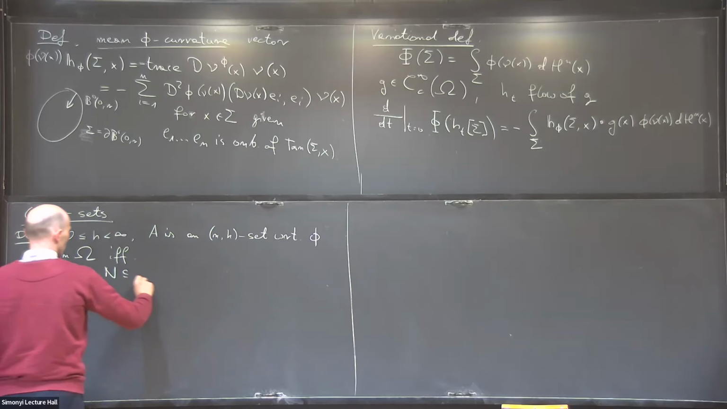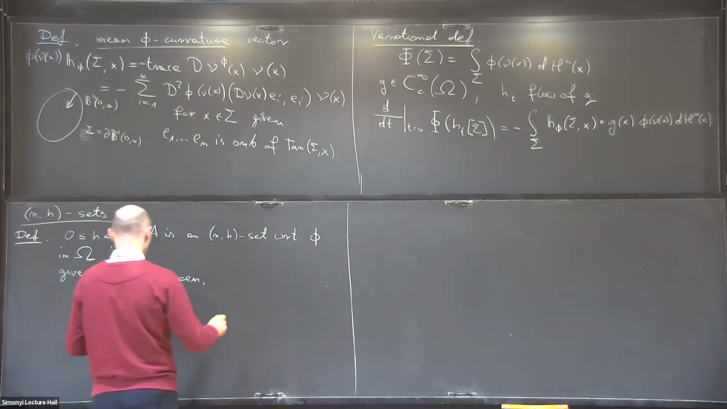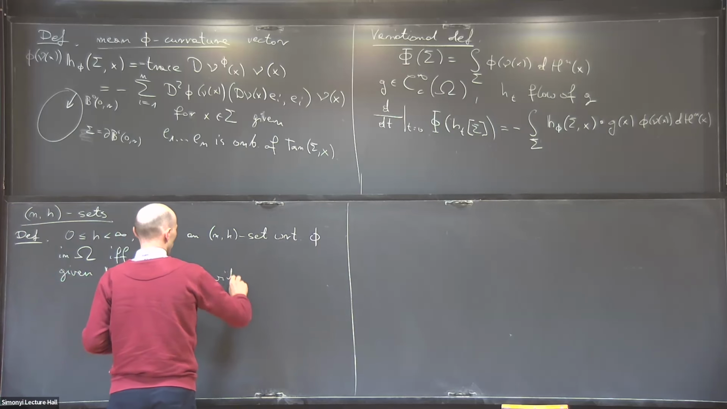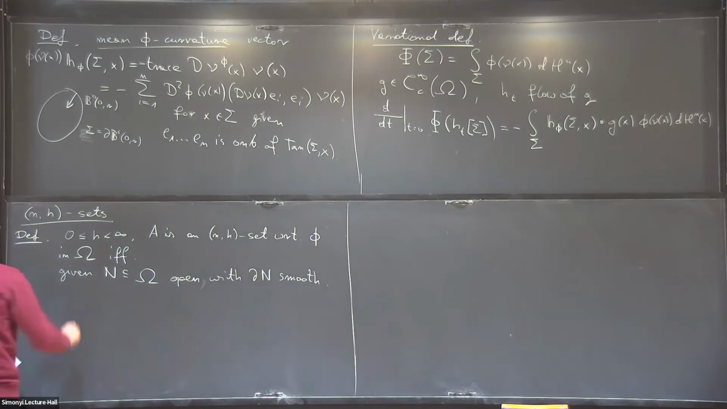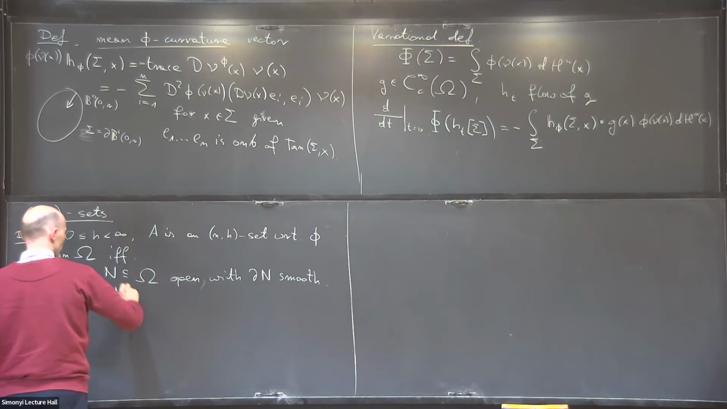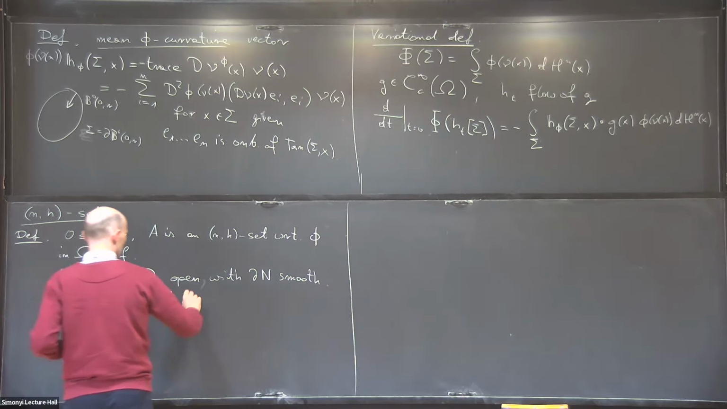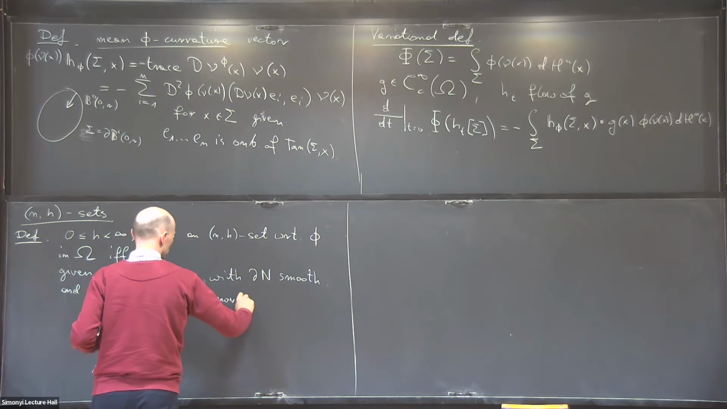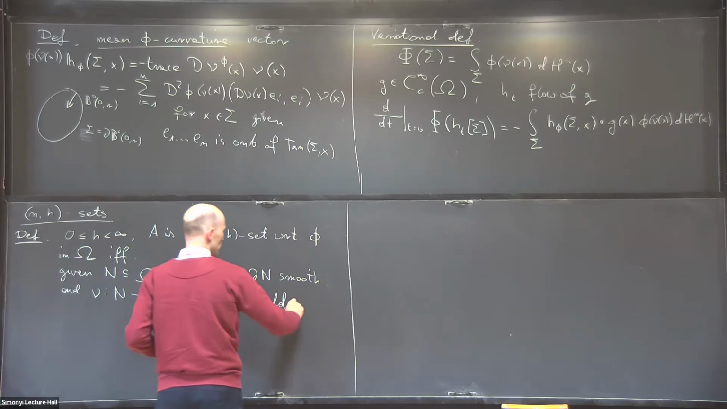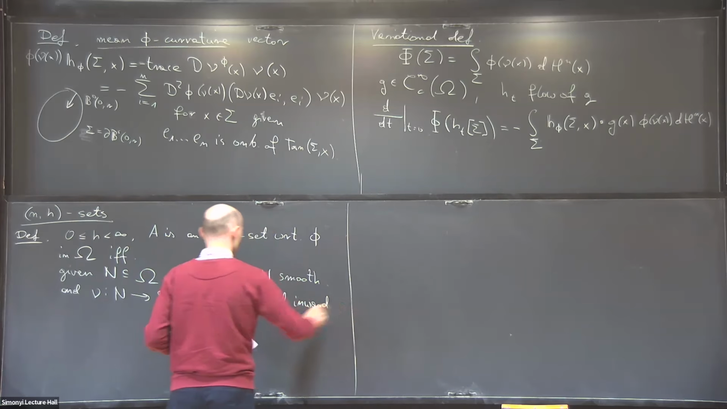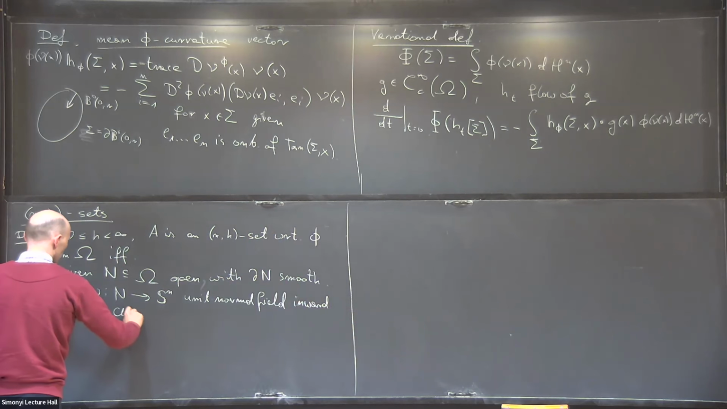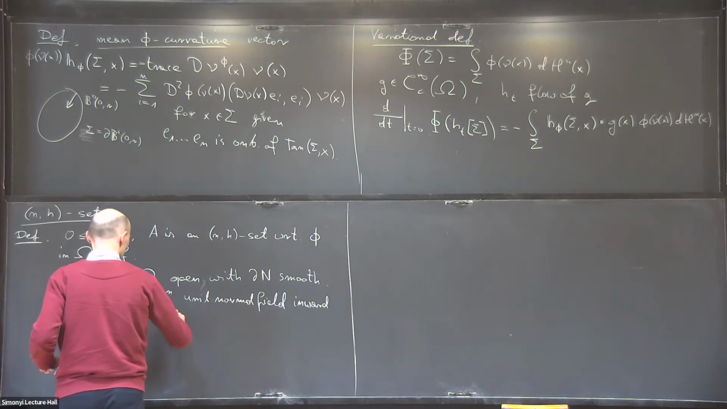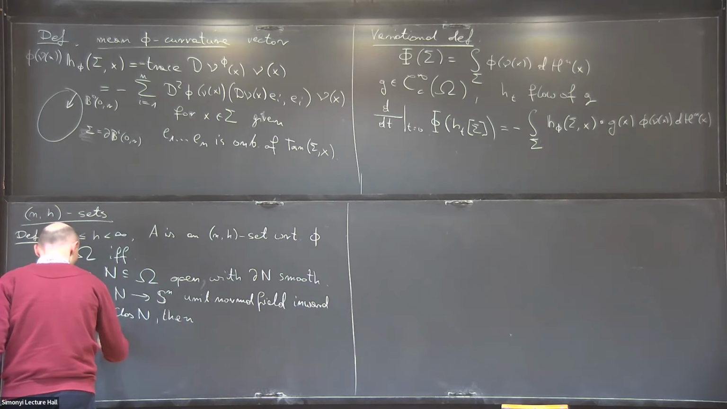given N open with a smooth boundary, and mu is a unit normal field, but inward pointing, so inside N, and if A is in the closure of N, then you have this comparison principle.